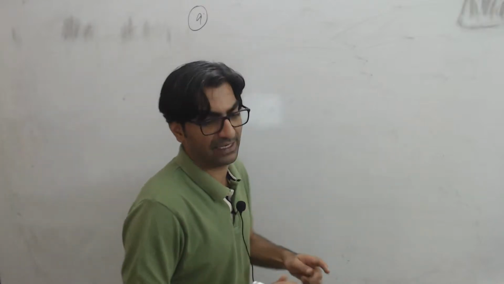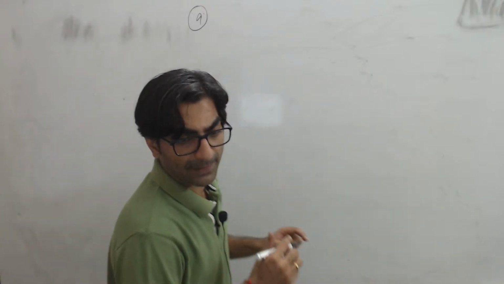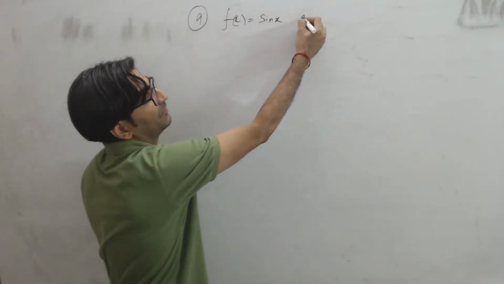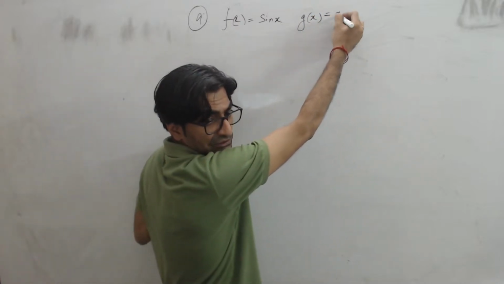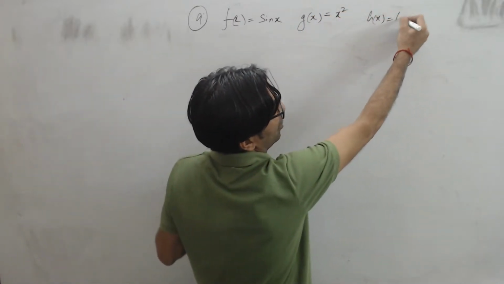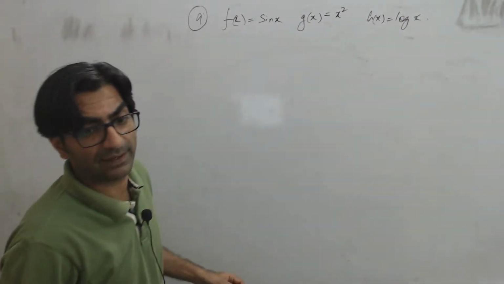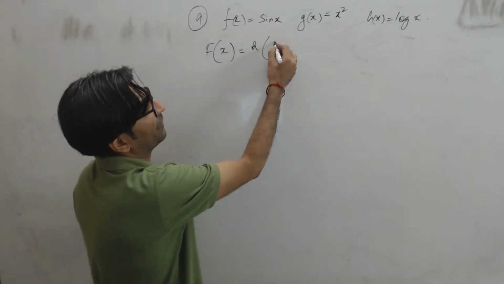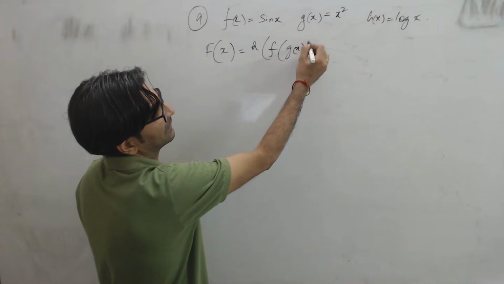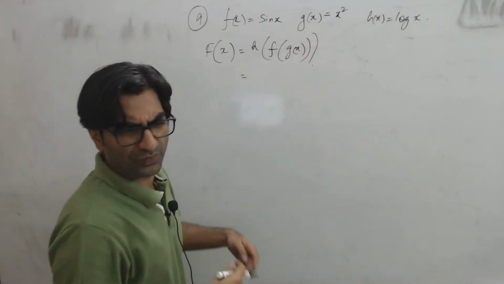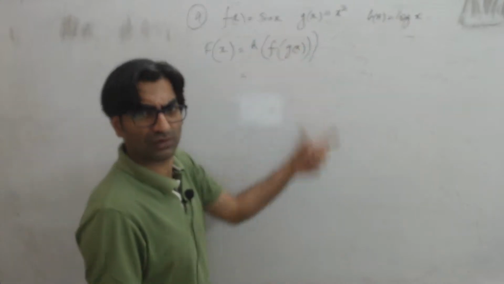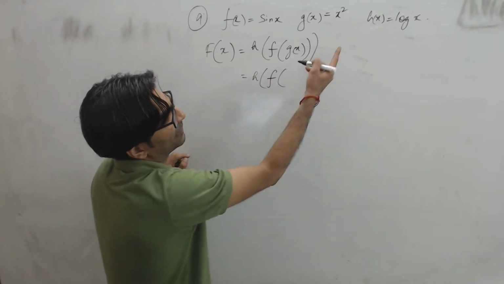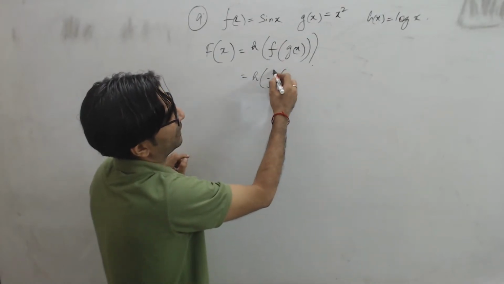What does the question say? I'm given fx as equal to sine of x, and then I'm given g of x as x square and h of x as log of x. And the question says, if capital Fx is defined as h of f of gx, the way you evaluate composite functions is inside out. So the first thing you will do is substitute gx from there. So this becomes h of f of g.